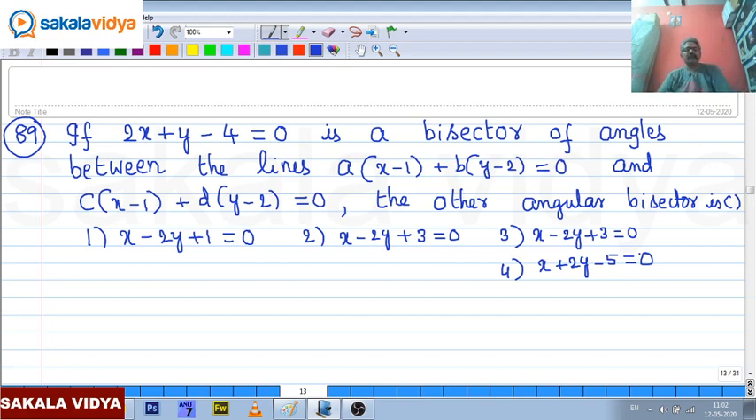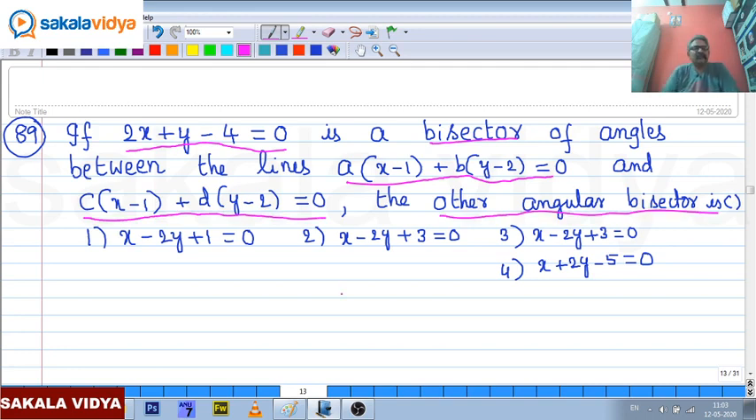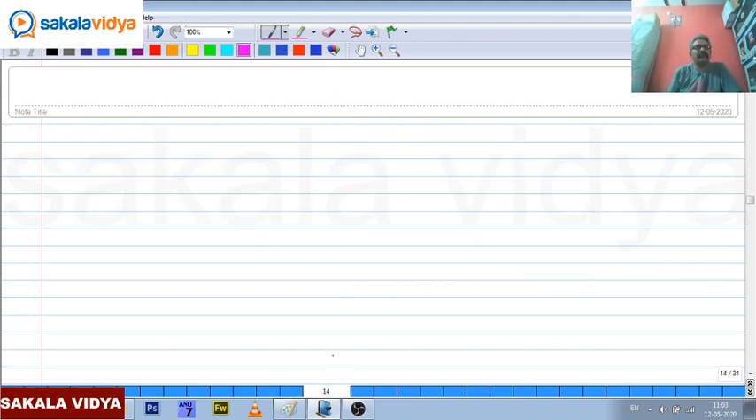Right. See, 2x plus y minus 4 is equal to 0 is a bisector of the angle between the two lines a into x minus 1 plus b into y minus 2 is equal to 0 and c into x minus 1 plus d into y minus 2 is equal to 0. The other angular bisector is, so we need to find out. So that means actually, problem 89.